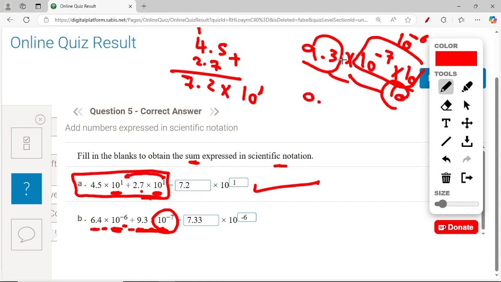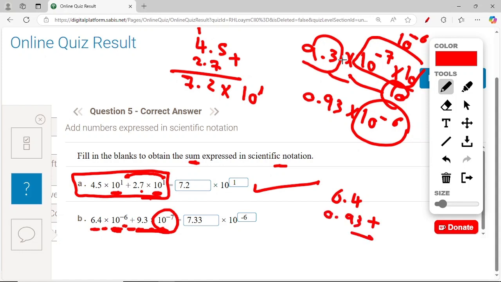will be 0.93 multiplied by 10 to the power of minus 6. So now I have the same power of 10, so I will do the summation: 6.4 plus 0.93, so it will be 7.33 multiplied by 10 to the power of minus 6.